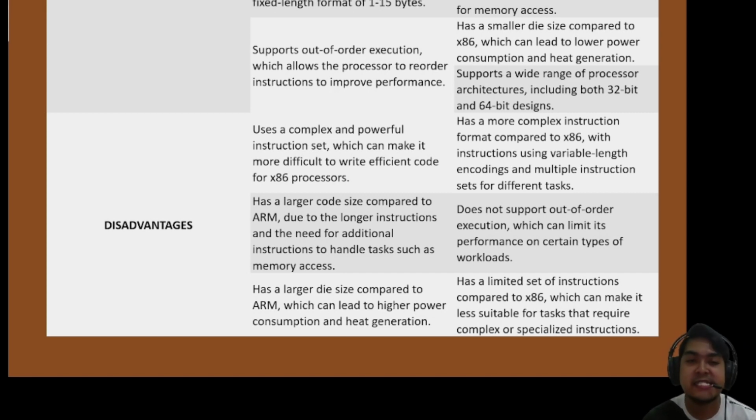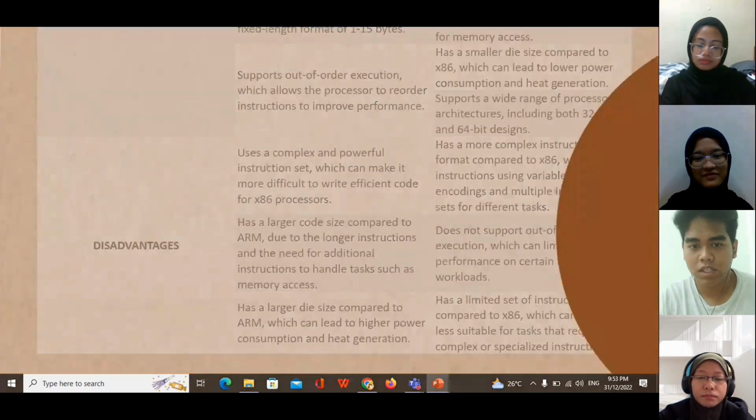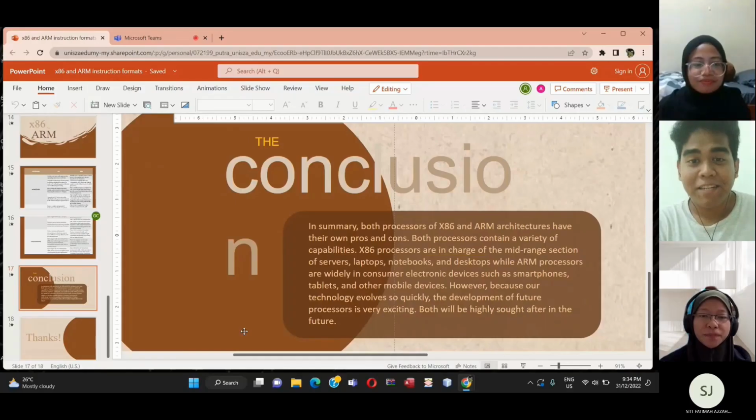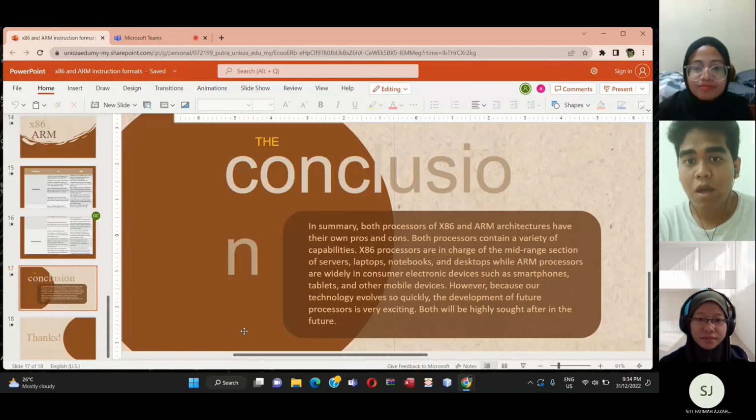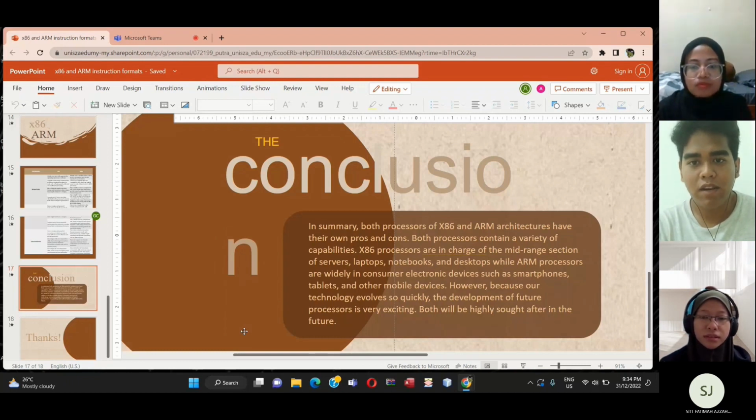Thank you. Next, we have the conclusion. In summary, both the X86 and ARM architectures have their own pros and cons. Both processors contain a variety of capabilities. X86 processors are in charge of the mid-range section of servers, laptops, notebooks, and desktops, while ARM processors are widely used in consumer electronic devices such as smartphones, tablets, and other mobile devices. However, because technology evolves so quickly, the development of future processors is very exciting. Both will be highly sought after in the future.